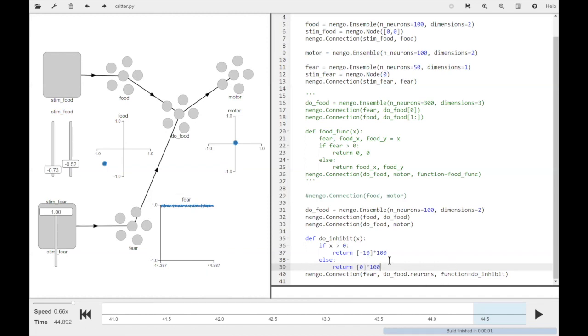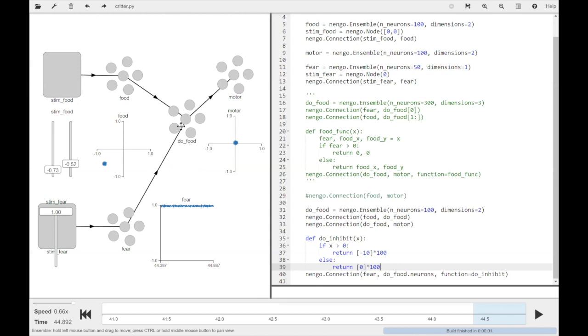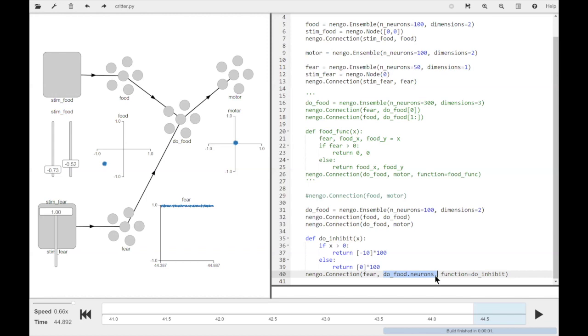All right, that should look a little weird to you, okay? Because I'm mixing both the NEF style, oh hey, I have a bunch of neurons here that are representing fear, and I'm going to use that to determine, should I be sending an inhibitory signal to these neurons or not? But then when I'm connecting to the neurons, whenever I use this doFood.neuron syntax, that's saying, hey, ignore this whole NEF thing of encoders and decoders. I just want to talk about this as a normal neural network right now.